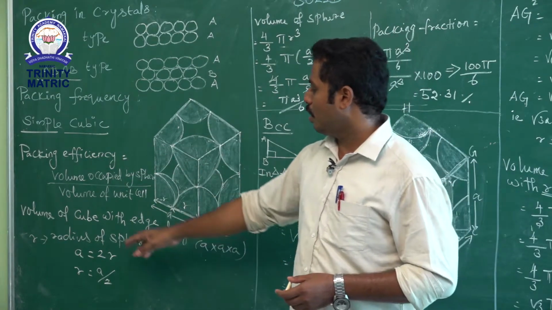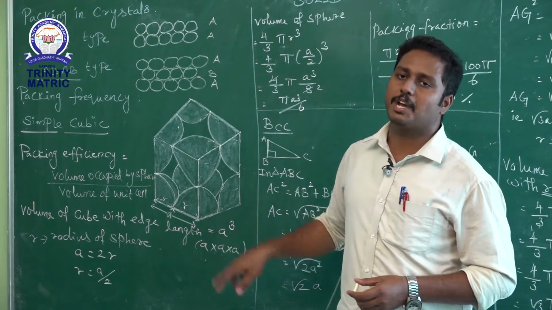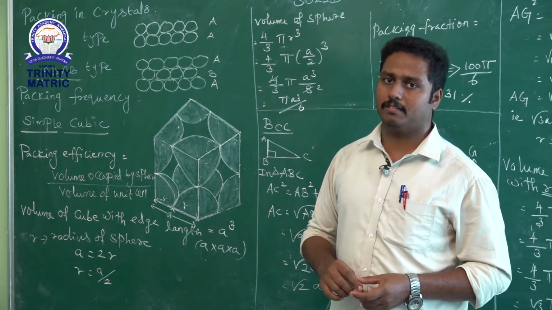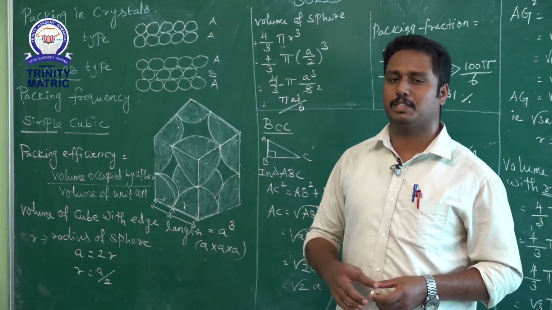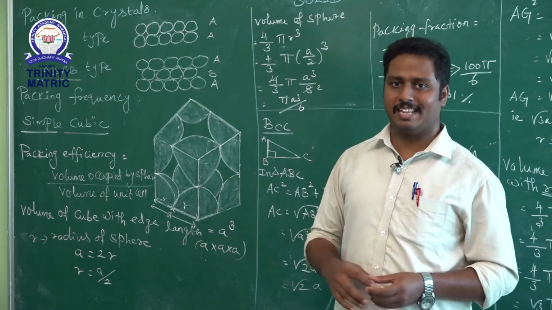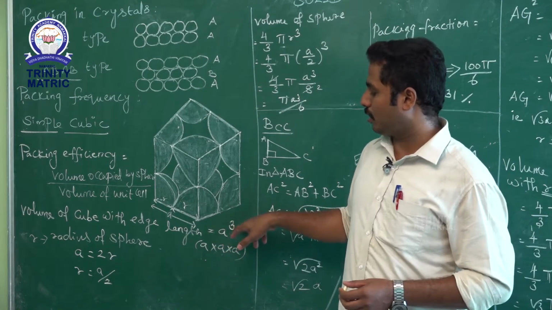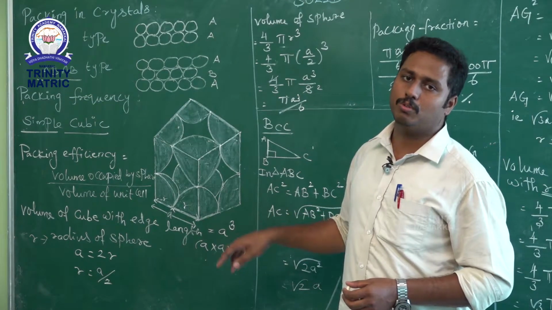The first thing is the volume of the cube with edge length a. In the simple cubic system all the sides are equal. You have seen sides a, b, c, but since all sides are equal, we consider all of them as a. So a into a into a. The overall volume of the cube is a cube.